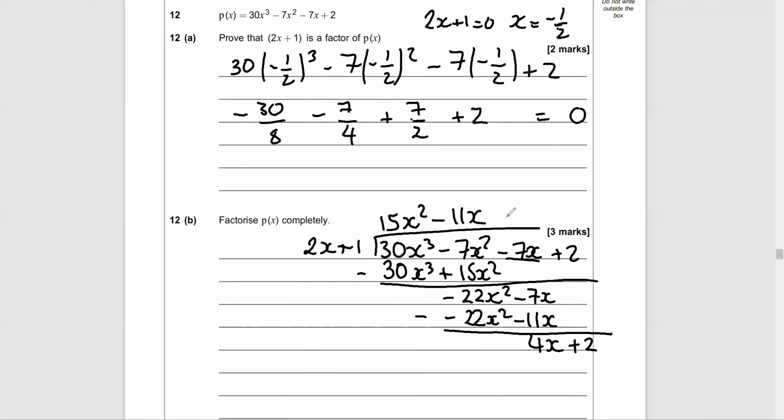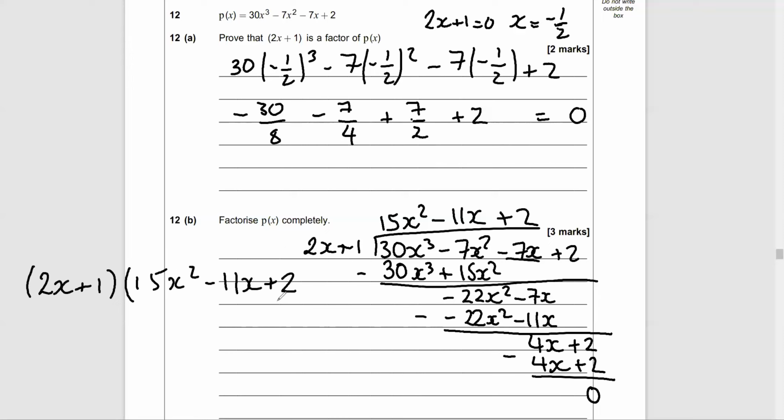So 2x times something gives me 4x. So that's just going to be positive 2. And 1 times 2 is obviously positive 2. So if I take these away from each other, it's going to leave me with 0, which is great because it means we haven't got any remainders. So that means that this polynomial can be factorised completely. So now we have 2x plus 1, and then we have here 15x squared minus 11x plus 2.